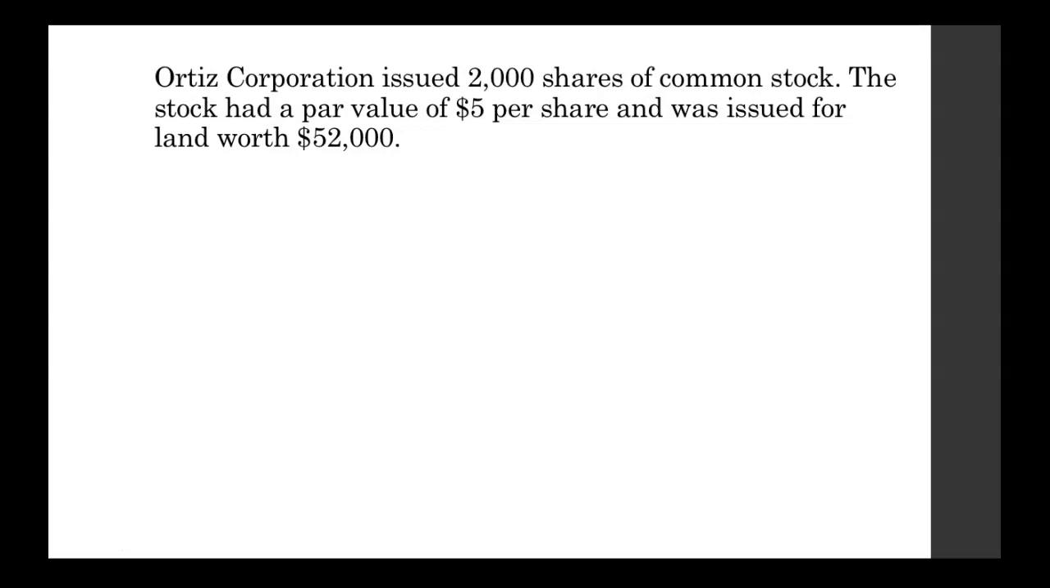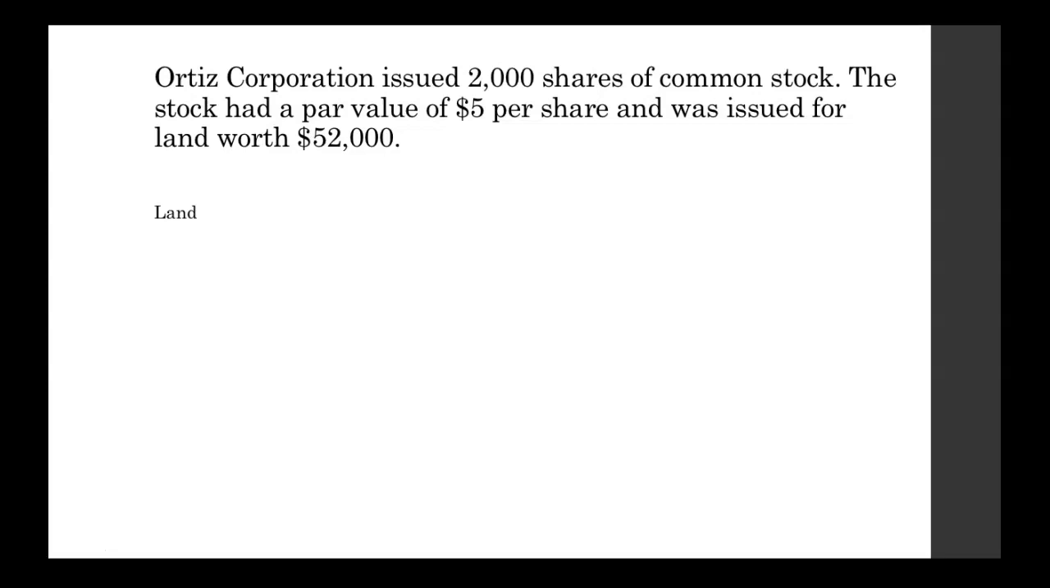So the last one here, Ortiz Corporation issued 2,000 shares of common stock. The stock had a par value of $5 per share and was issued for land worth $52,000. So in this case, we aren't getting cash anymore. Instead of getting money for this stock, we are now getting some land. So we need to show that we're getting land by increasing our land account with a debit.